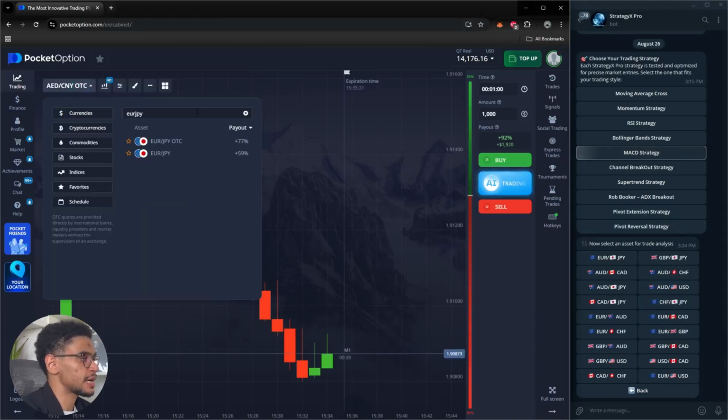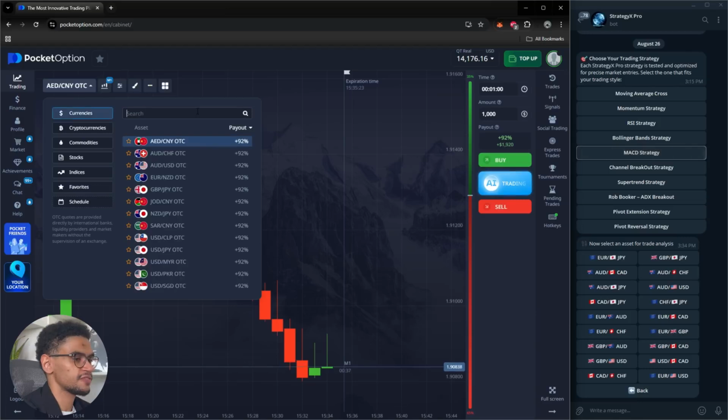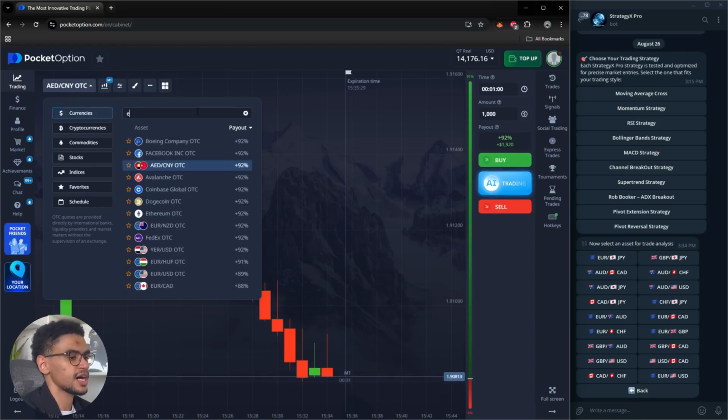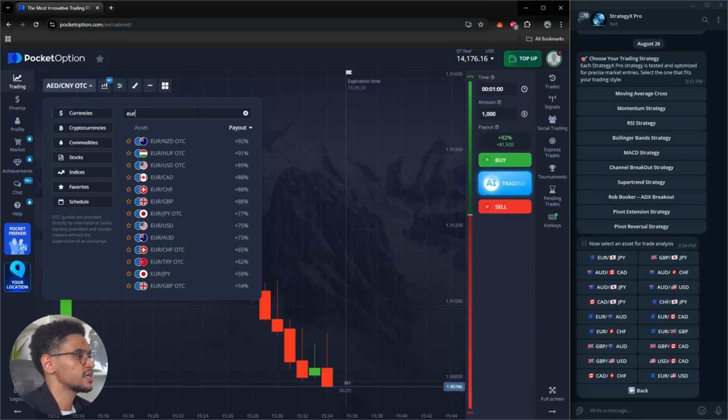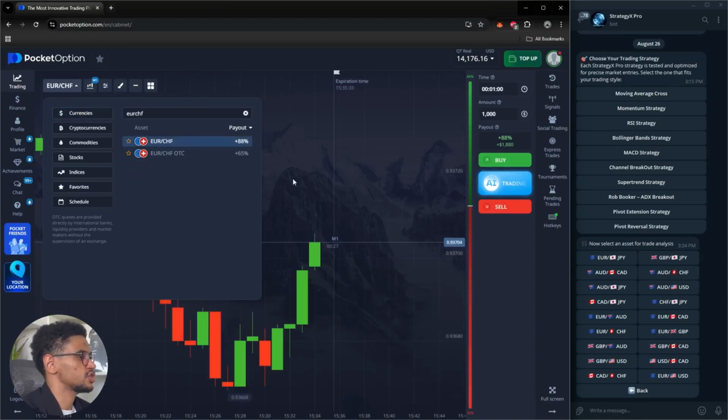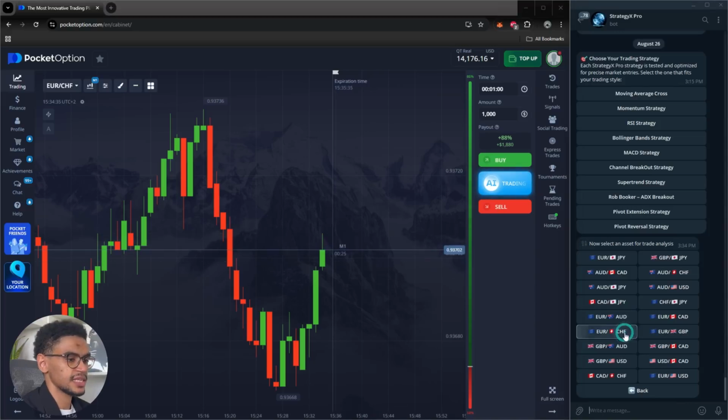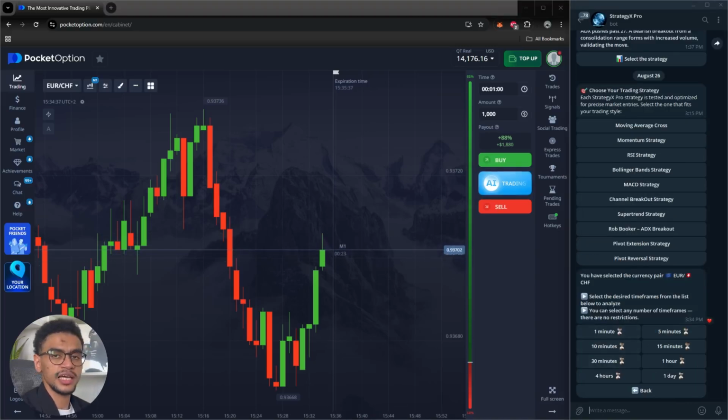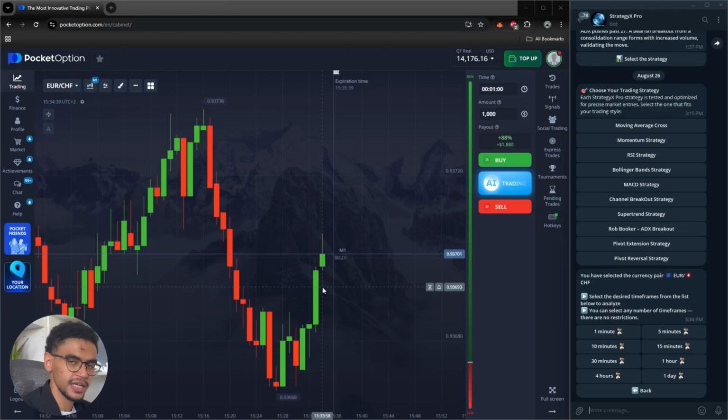Let's find the asset that you want to trade on now. This is the second step of trading with this robot. Just find an asset that has 80% plus payout, because you're going to eliminate a lot of risk by trading on higher payout assets. So let's go ahead, and it seems like we're going to go on Euro Swiss franc. So let's select it right here, and the next step is to select the time frame. The robot will automatically adjust the strategy settings to the time frame that you select. So we're going to go with 1 minute.